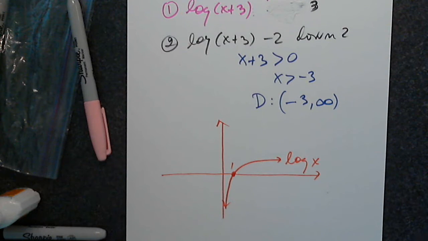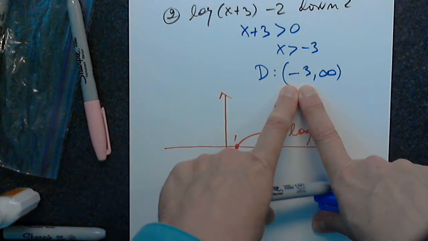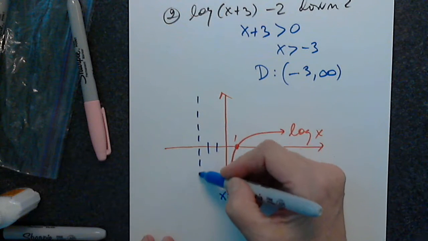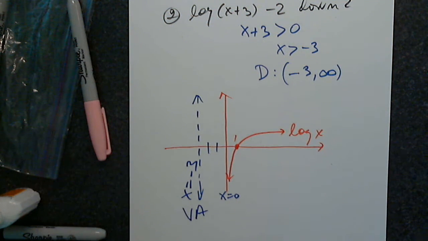Can anyone give us the vertical asymptote of this function? Vertical asymptote is x equals 0. Very good. When we shift the graph left or right, a graph that has a vertical asymptote, what do I have to shift first? The vertical asymptote. Where will the vertical asymptote be now? At negative 3. 1, 2, 3. X equals negative 3, a vertical asymptote.